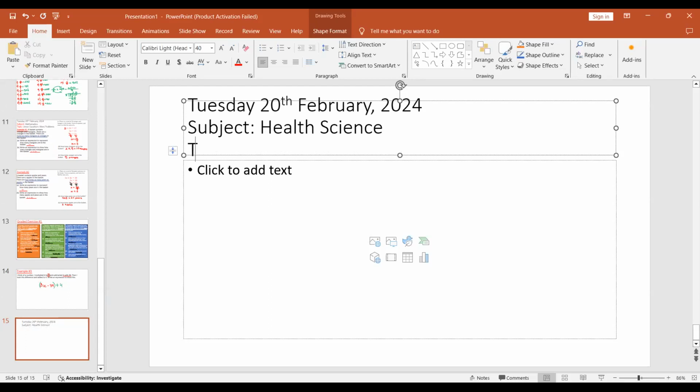And the topic is, what is the last topic we did for health science? Anyone can remember? Injuries to the skeleton. Very good. And what type of injuries were we talking about last class? Fractures, sprains, compound fractures, dislocations, and stuff like that.